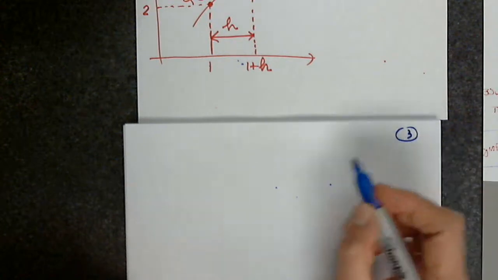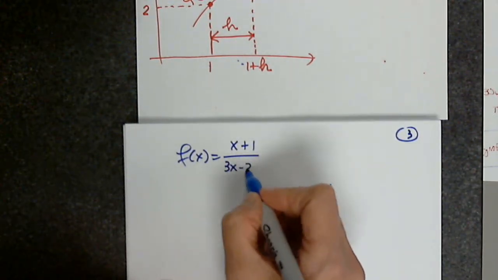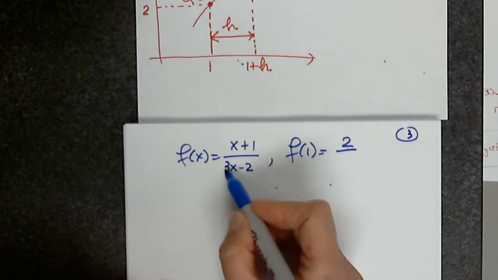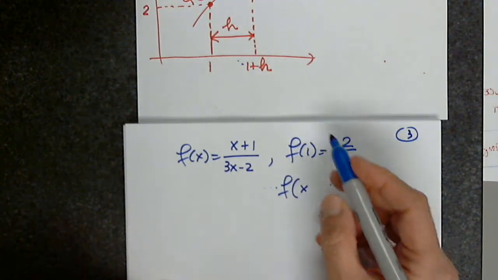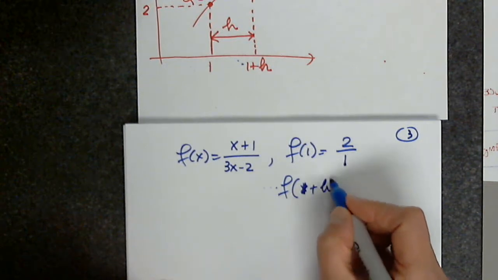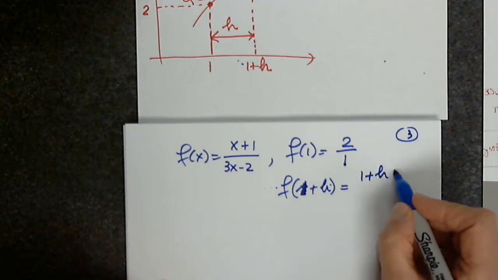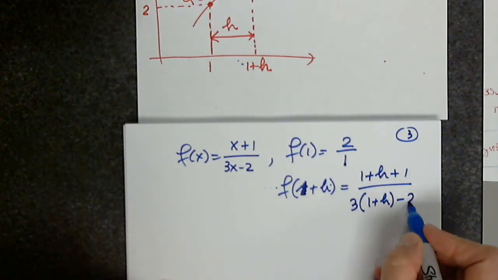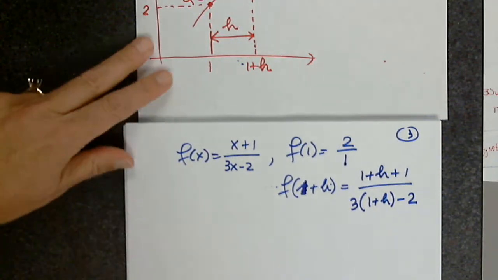So if I have the function f of x equals x plus 1 over 3x minus 2, f of 1 is 1 plus 1, which is 2, 3 minus 2 is 1. If I want to find f of 1 plus h, what do I have to do? 1 plus h plus 1, over 3 multiplied by 1 plus h, minus 2. Is this clear? I'm replacing x by 1 plus h. Are you okay with that? Everyone, please. Okay, thank you.